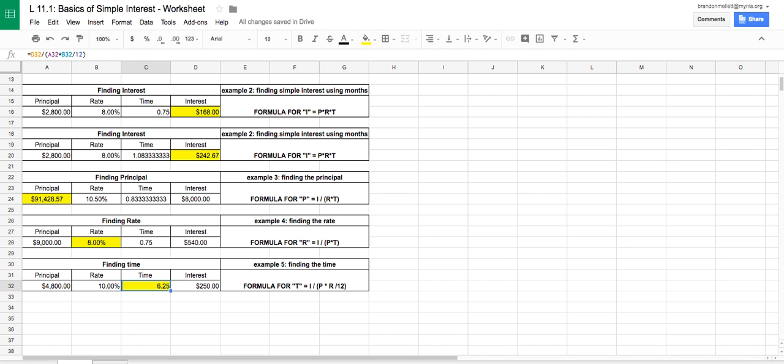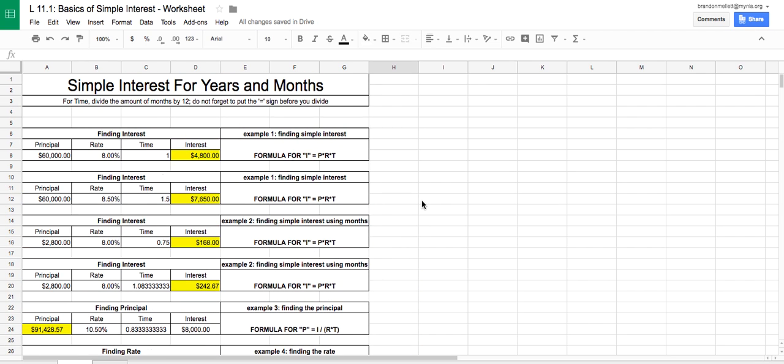And so the time for this one is 6.25. Now, the amount of interest I just gave you was incorrect. We should actually be using $280 in interest. Not that it really matters too much because the formula still calculates itself. Since it went from 250 to 280, it's 7 out of 12 months. So hopefully this helps. If you have any questions about how to use this spreadsheet, please let me know.